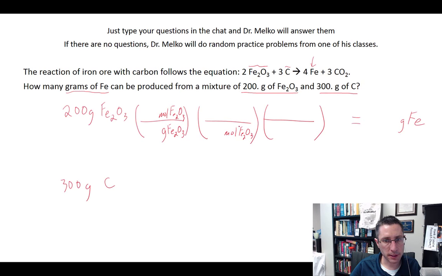And they're no different to set up than what we've been practicing thus far today. Okay, so I'll just set up all the units first, more or less our roadmap of what we're trying to do, going from grams of iron oxide to moles of iron oxide, then converting that moles to moles of iron, then taking that moles of iron and turning it into the desired unit of grams of iron.